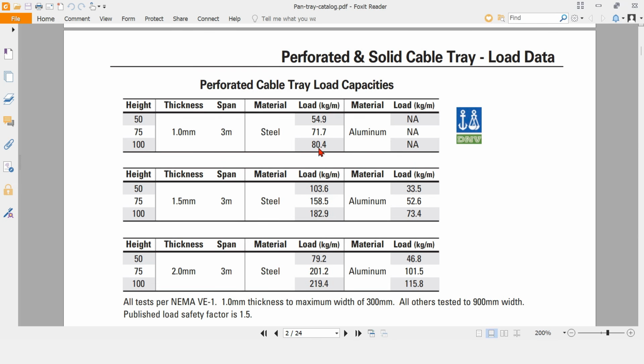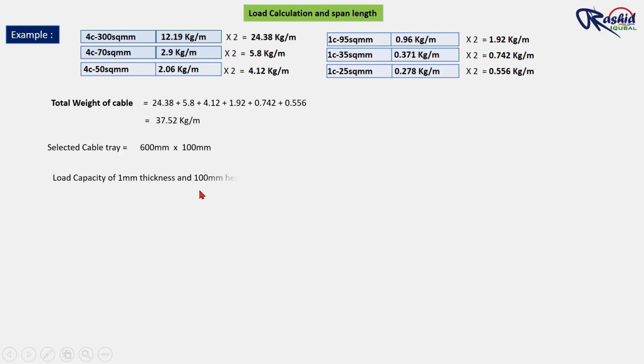So this capacity of 80.4 kg per meter is more than enough to support our cable load, and our cable load was 37.52 kg per meter. So this selection is perfect. So the selected cable tray is 600 by 100 mm and the thickness of the cable tray is 1 mm. 1 mm is the thickness. So this is our final cable tray selection.